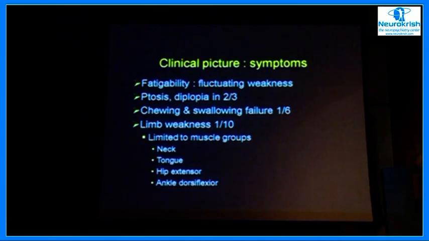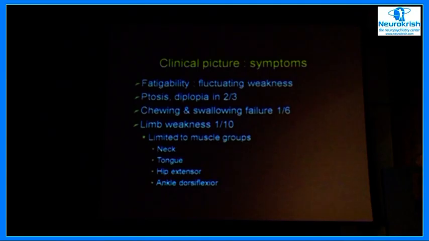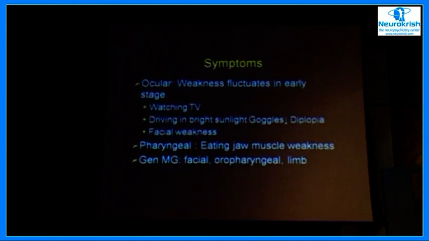The clinical picture is that of fatigability, fluctuation of weakness, ptosis, diplopia in 2/3 of patients, chewing and swallowing difficulty in 1/6 of patients, limb weakness in 1/10 of patients, and limited muscle groups like neck, tongue, hip flexors, and ankle dorsiflexors are often involved. Symptoms are mainly ocular weakness and fluctuations in the early stage. While watching television, the patient may complain of blurred vision, or while driving in bright sunlight. He may be helped by a goggle, which may reduce diplopia.